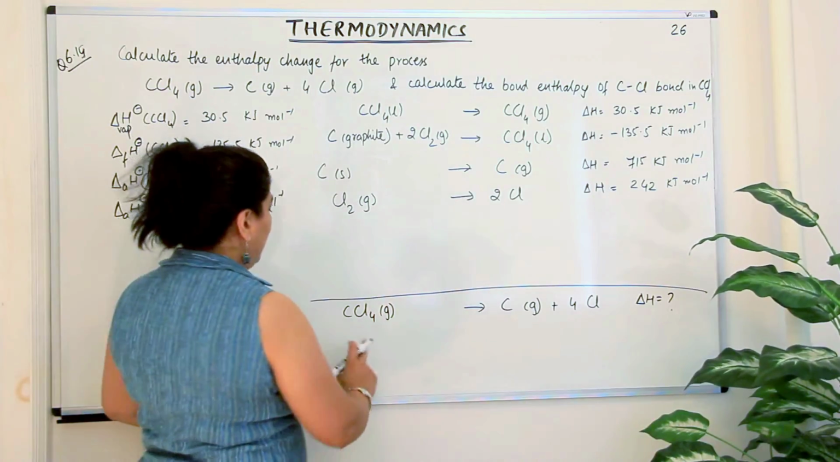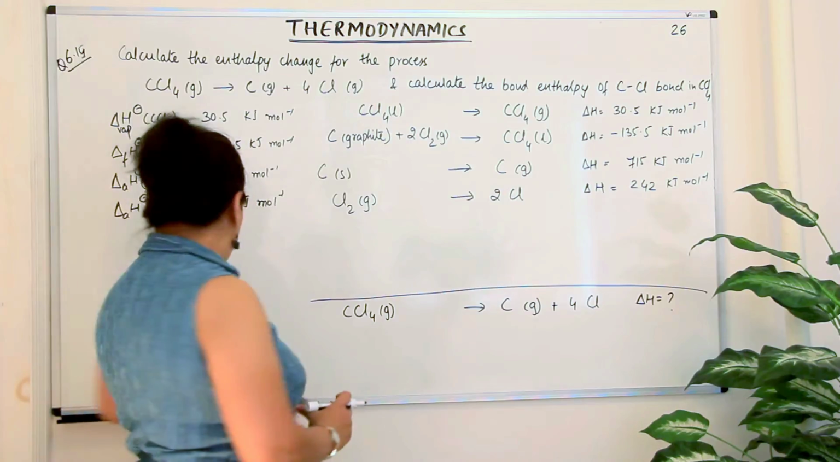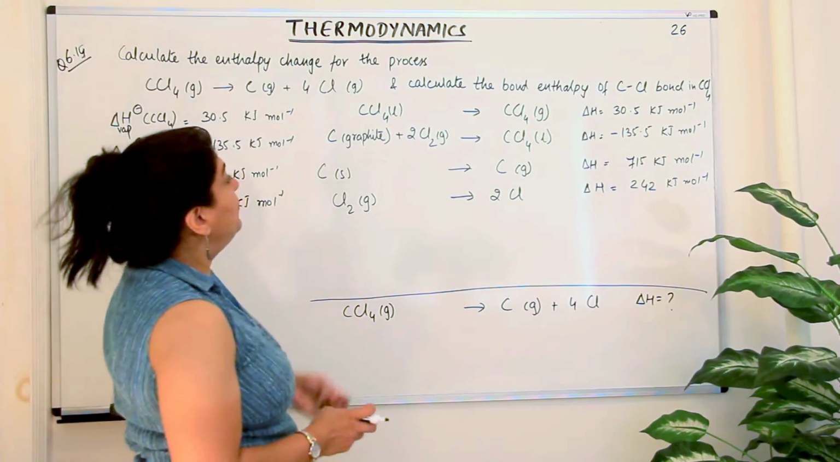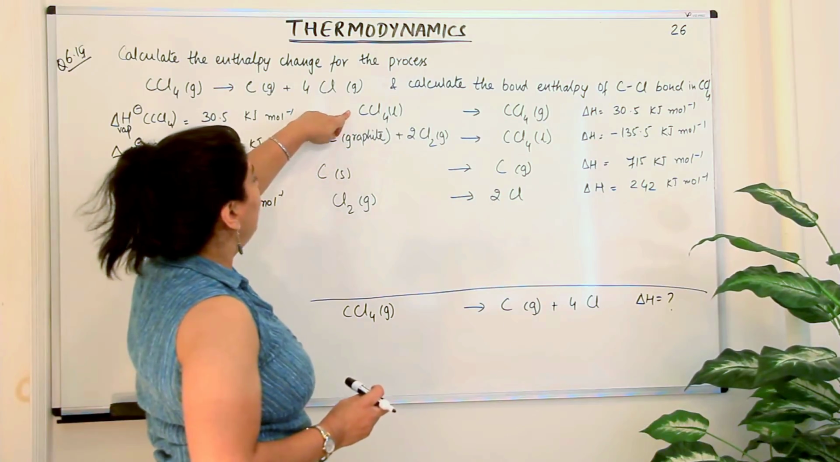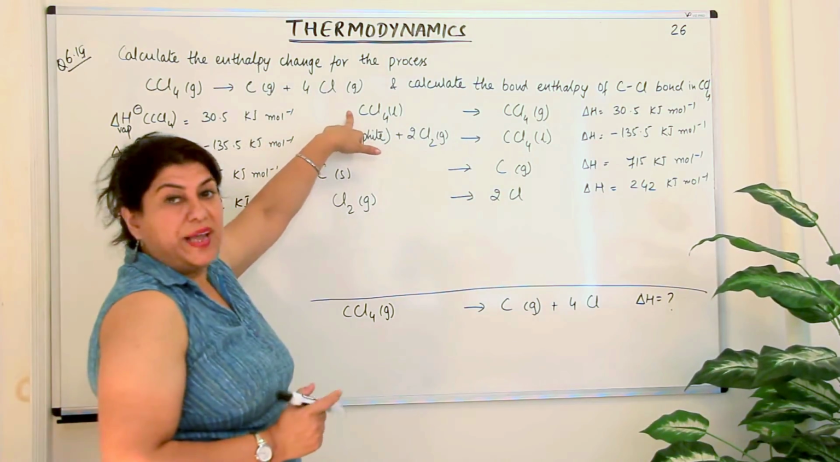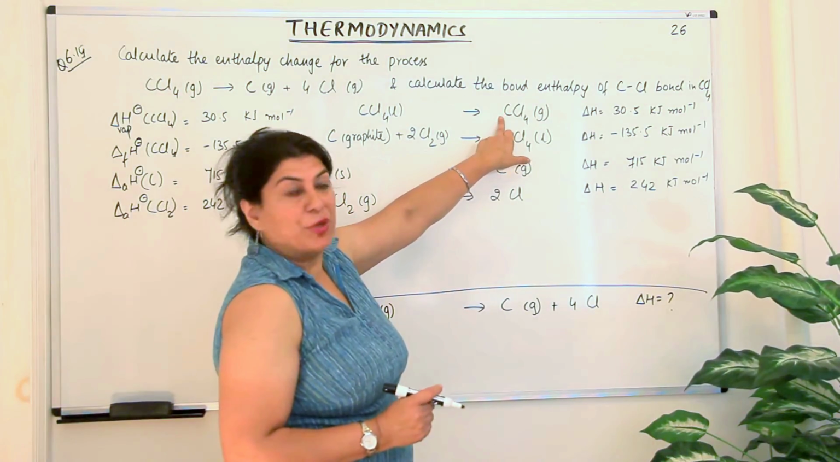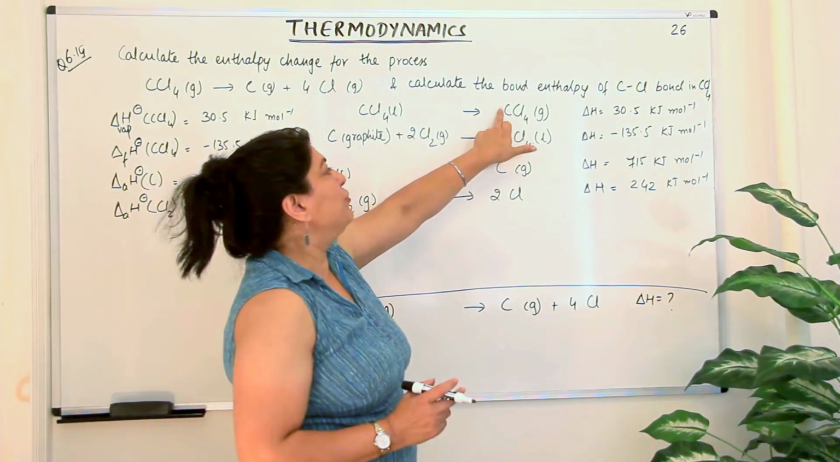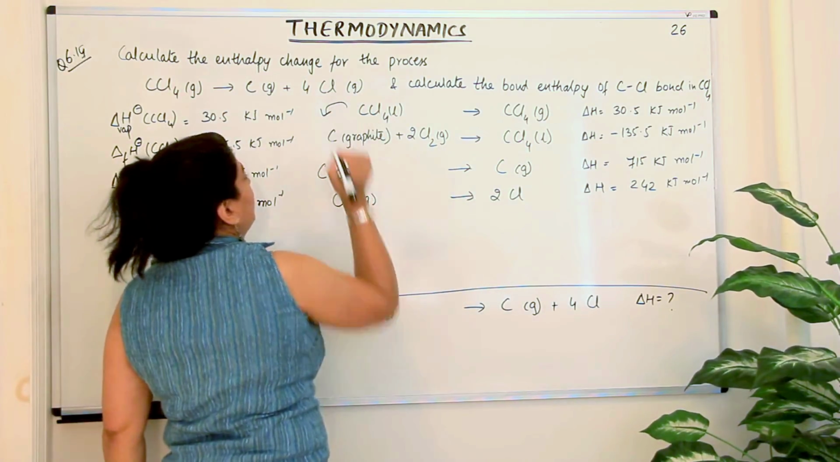What do we want? We want carbon tetrachloride gas in the reactants. We want carbon tetrachloride to be in the gaseous form in the reactants, but in these equations we have carbon tetrachloride in the liquid state in the reactants. We want the gaseous one. So what should our first step be? Our first step should be to flip this reaction. So we will flip this reaction.